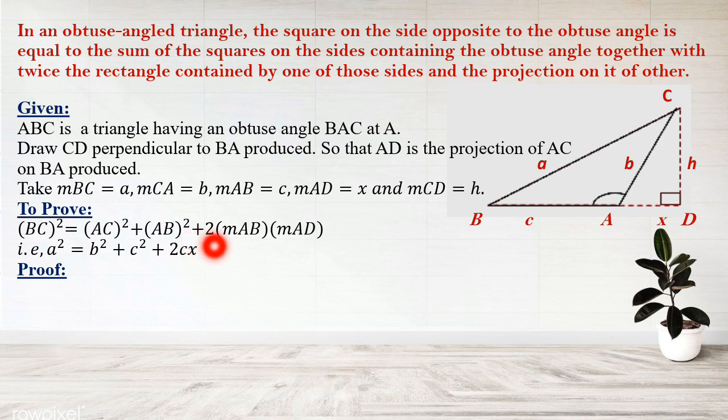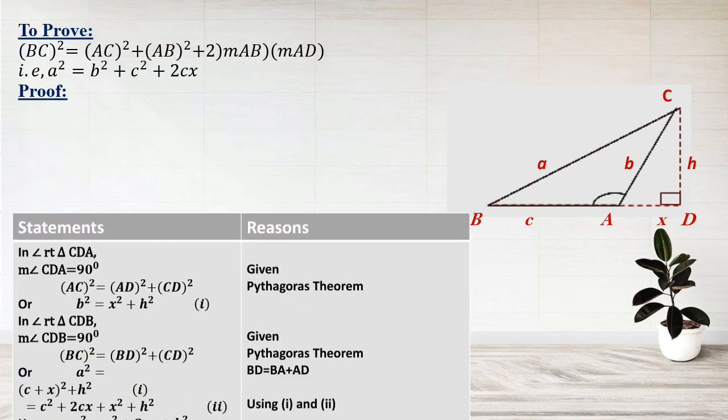Twice means 2. The rectangle contained by one of its sides means AB, and the projection on it of the other. Projection on this side of the other side means that we have to take the projection which is AD. This projection is the projection of its side AC. So this one is your to prove. Substitute the values of BC, AC, AB, and AD here. So students, let's start its proof.